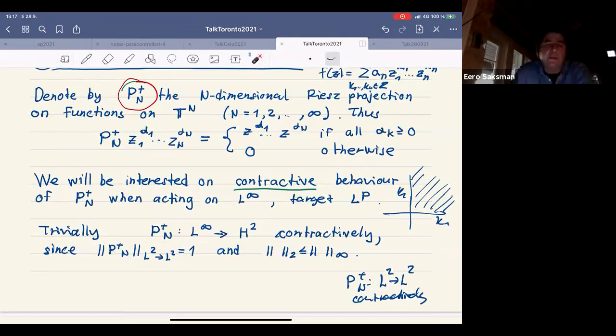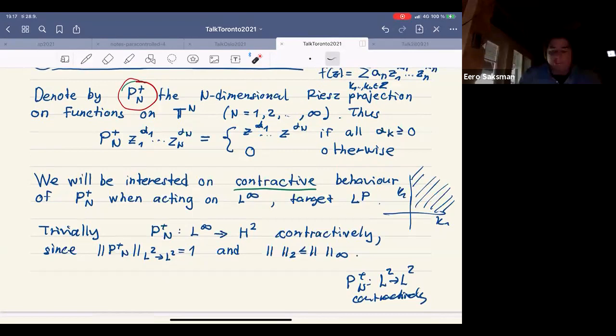So in any case, it's clear that if I map into H2, then this is a contraction, because of course P plus is a contraction of L2, and the L2 norm is less than the L infinity norm. But could you have some other exponents than 2, where it could be a contraction? And the slightly surprising answer is yes, there are.